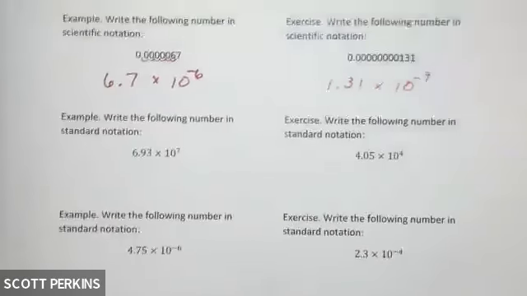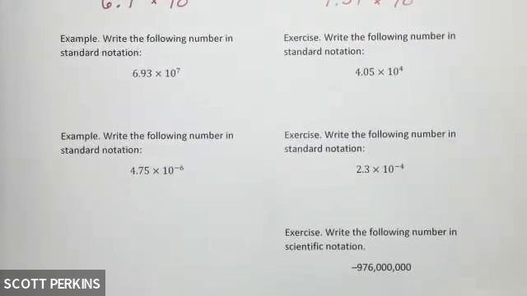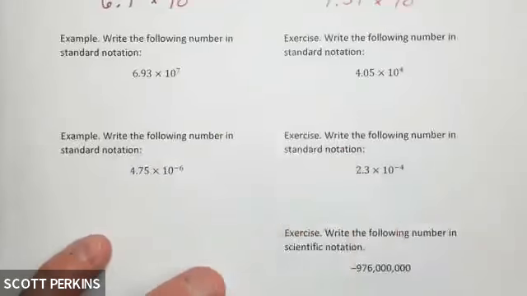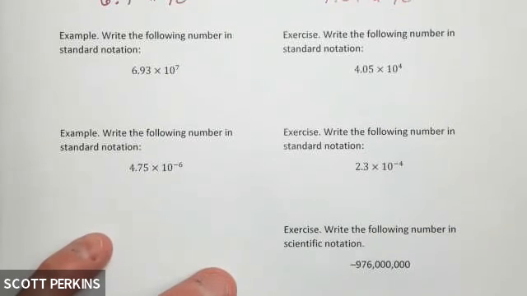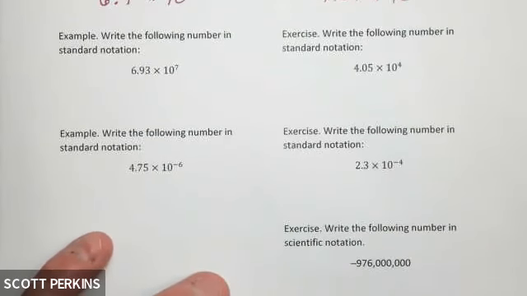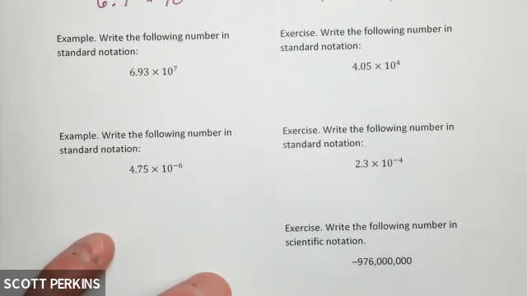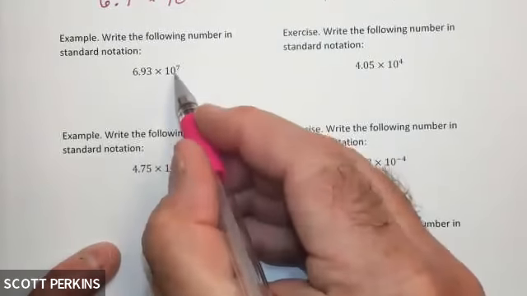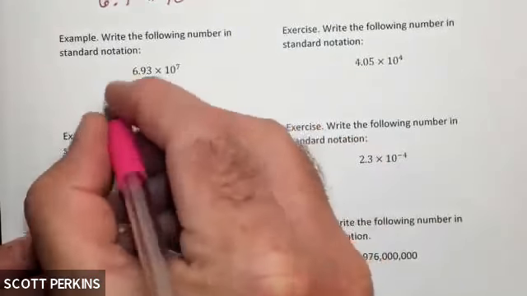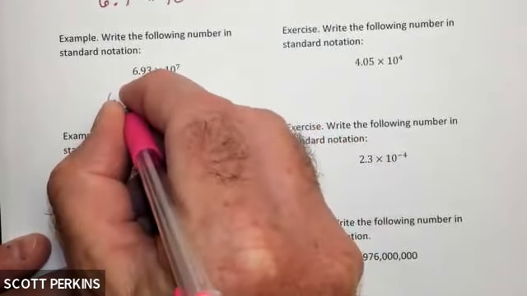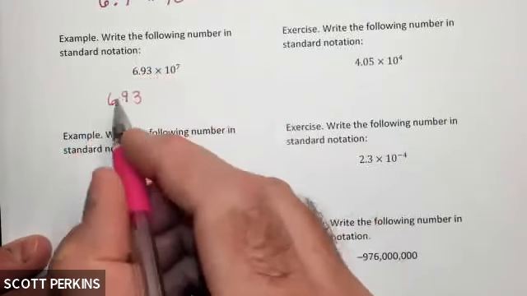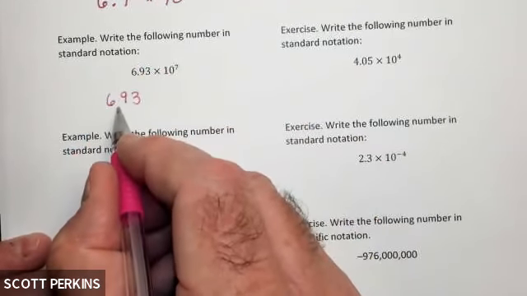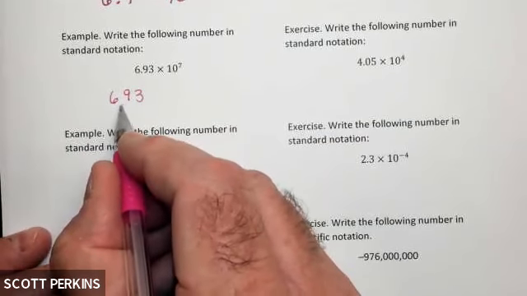All right, so all we're going to do in the next couple problems is just the backwards process. The next problem is 6.93 times 10 to the 7th. I want to write this in standard notation, meaning write it just as a regular number. My exponent is positive, which means it's a big number. So here's my 6. I'm not going to write the decimal, 693. I'm going to count 7 places from where the decimal is to where it's going to be.